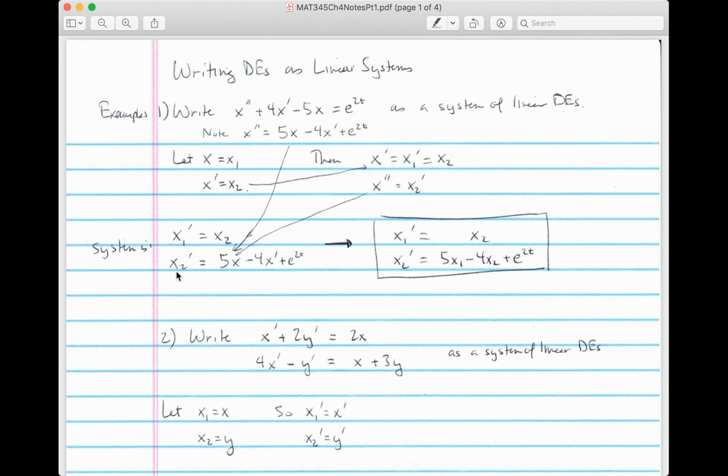My second equation is going to be a statement about x2 prime. Since x double prime is equal to x2 prime, I can replace this x double prime up here with x2 prime. And so x2 prime is 5x minus 4x prime plus e to the 2t. But x was x1, x prime was x2, and therefore I get x2 prime is equal to 5x1 minus 4x2 plus e to the 2t. So this is how we would translate this single second-order differential equation into a system of two first-order differential equations.